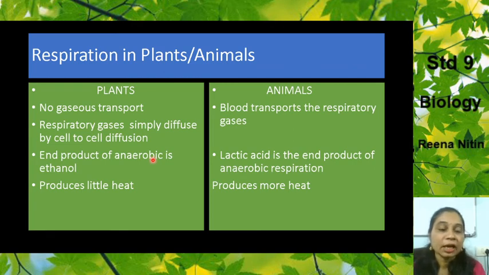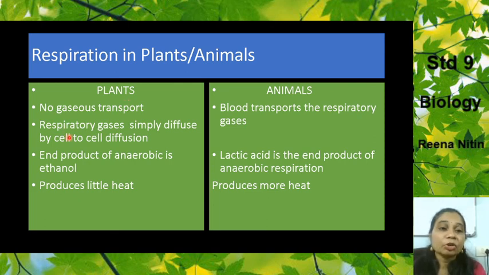Now we come to the last part of the chapter, that is respiration in plants versus respiration in animals. In plants, there is no gaseous transport from one part of the body to another part of the plant, like in animals, where the blood is transporting the oxygen to various parts of the body and carbon dioxide from the various parts of the body back to the heart. So that is a transportation that is going on.